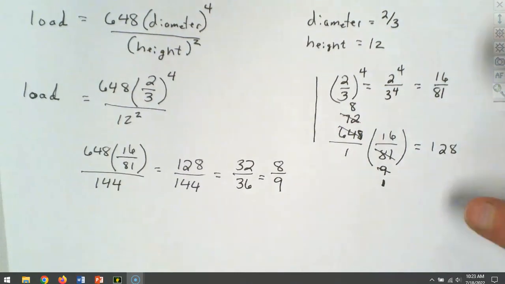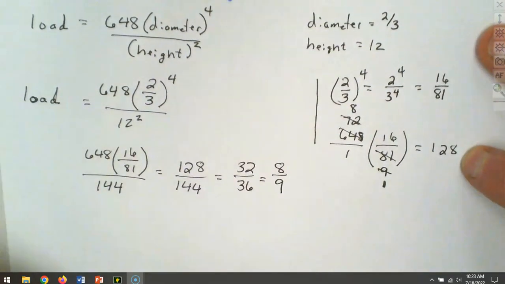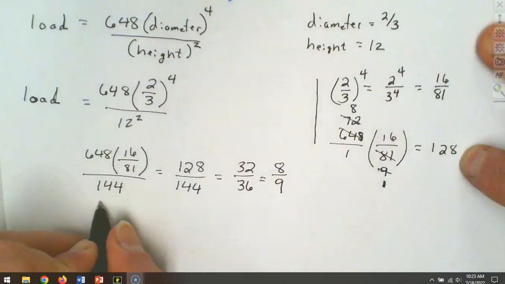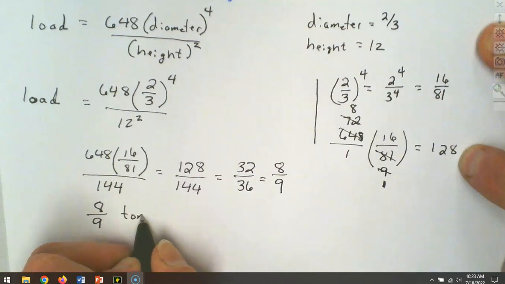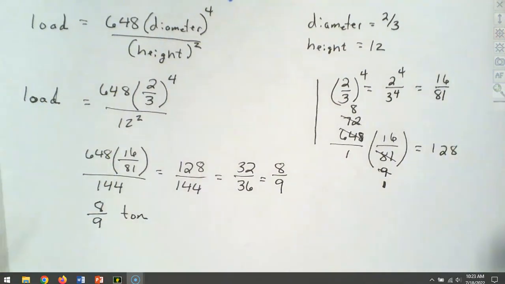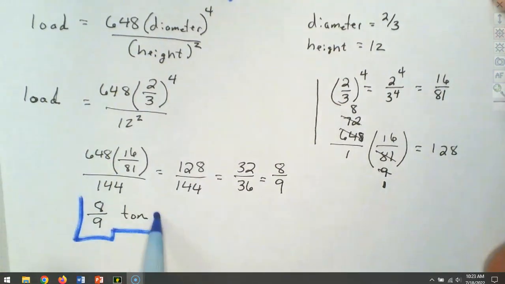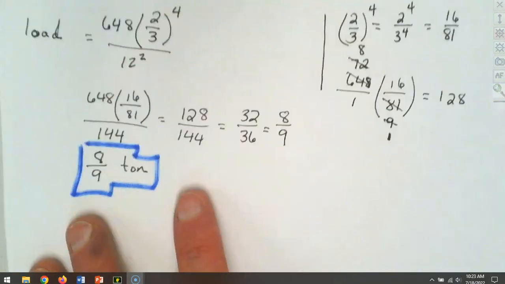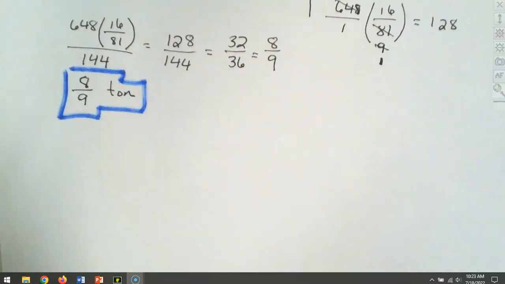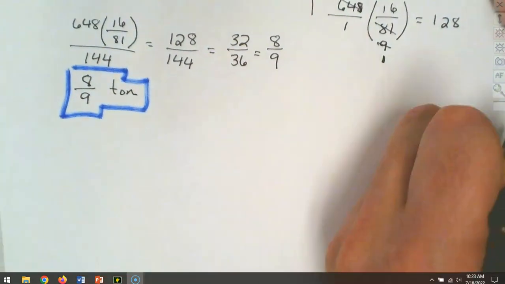And so what does that mean? That means that new column can only support 8/9 of a ton. And if you really struggle with the fractions, you can use a decimal. I'd prefer that you keep the fractions so that you don't have round off. But if you really struggle with the fractions, just use decimals. Or you can use a calculator that does fractions for you, either way.